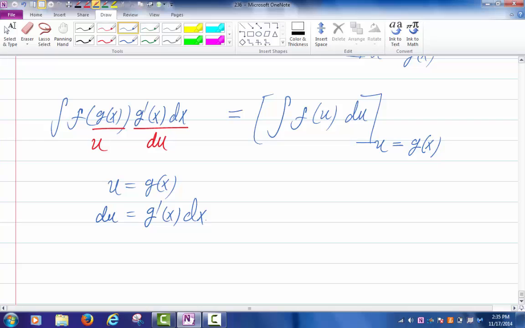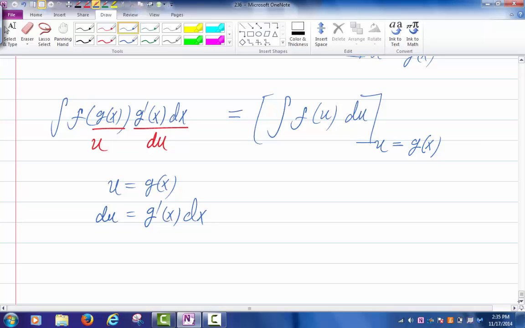Okay? And what are you taking u to be? You're taking u to be the inside of the composition, right? You're taking u to be the inside of the composition. Is everybody clear? Okay.